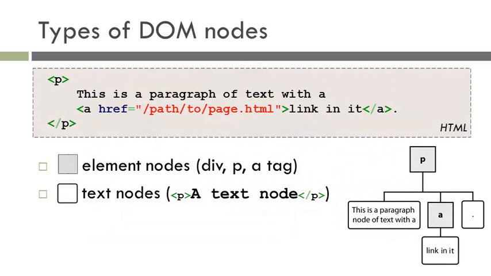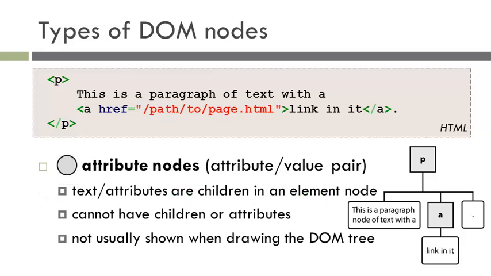The DOM tree contains different types of nodes. An element node represents an HTML element such as a div, p, or a tag. A text node is a text portion of a node. An attribute node represents an attribute of an element and consists of the attribute and the value. Attribute nodes are represented as children in an element node, and they cannot have their own child nodes. Also, they are not usually shown in a DOM tree.